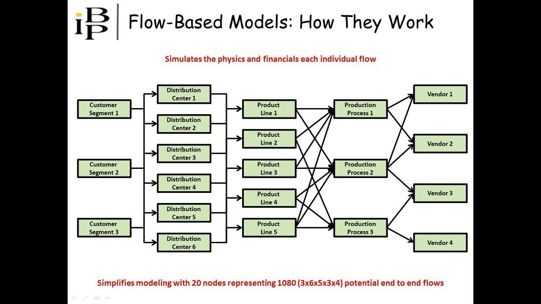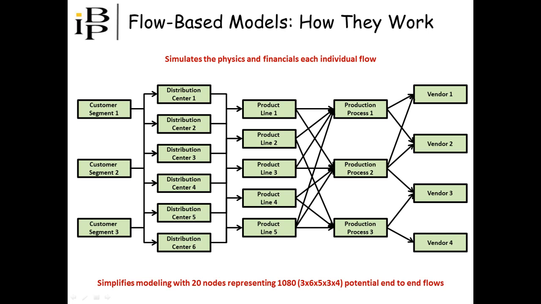There are a few basic things to understand how flow-based models work. First, the model simulates the physics and financials of each individual flow. Second, the number of possible flows is really driven by the number of model nodes. In the example on the screen, there are 20 model nodes representing 1,080 potential flows. You'll see at the bottom how this is derived.